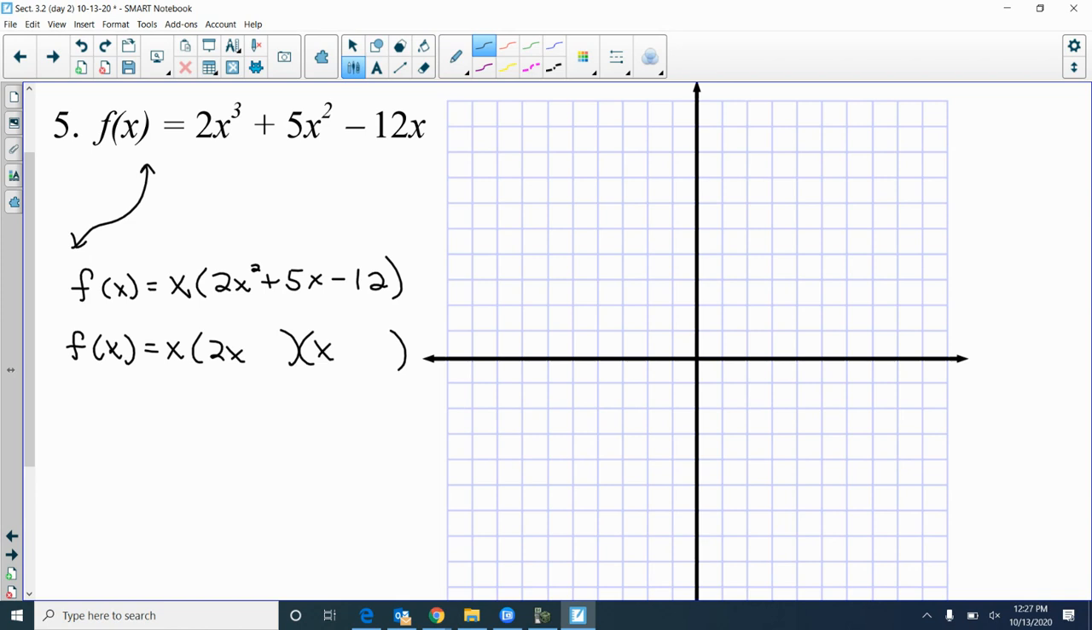But going forward, we have to do that. This is where you can do grouping, so you can write that as 2x squared plus 3x minus 8x minus 12, and then group. And then do that.